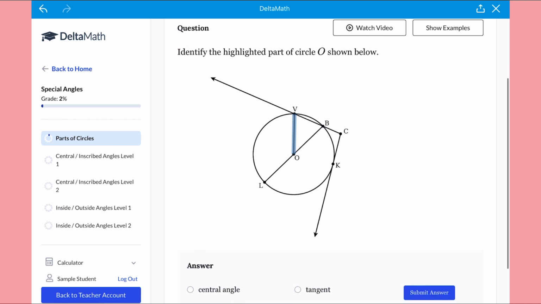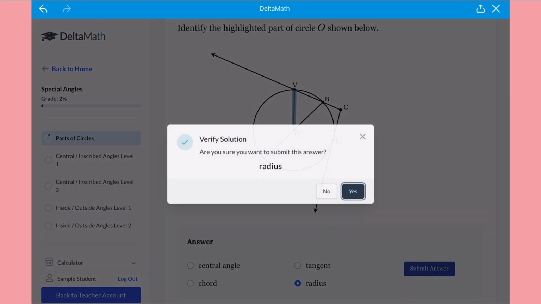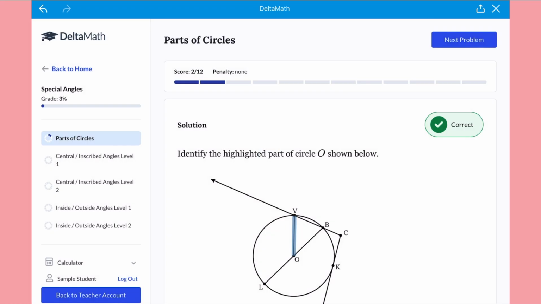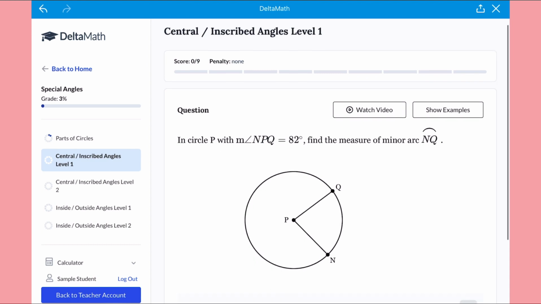This says identify this highlighted part. And these are my options. So which one is it? I know it's not an angle because that's a segment. Is it a chord, tangent, or radius? If it's going from the center of the circle to the edge of the circle, that's a radius. Okay. So that's what you're doing here. It's just vocab. Let's go to this section, which is what we just learned.